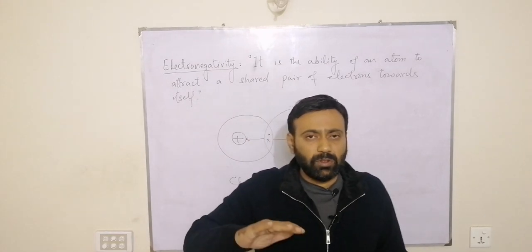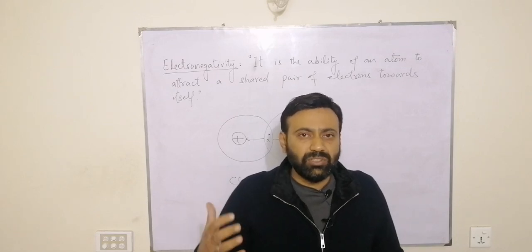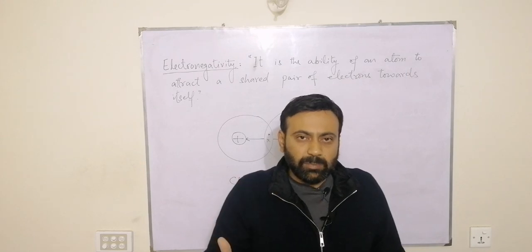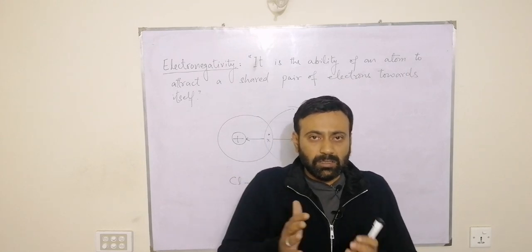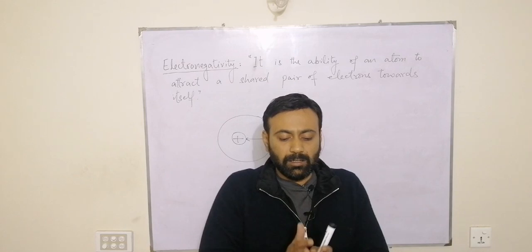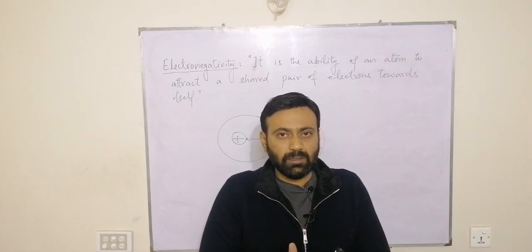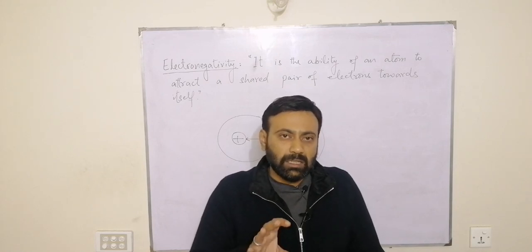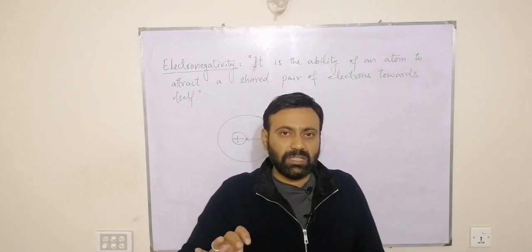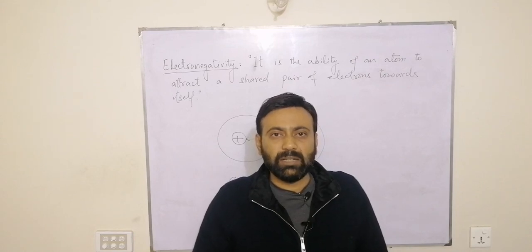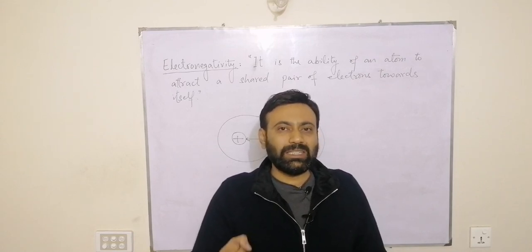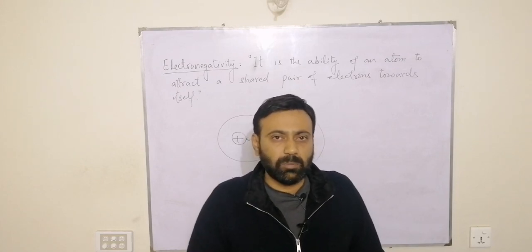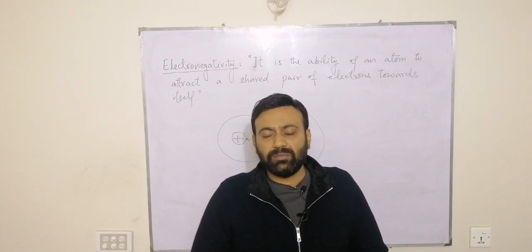And when you move across a period, in general the ionization energy increases. That is because the outermost shell is the same. That means there is no significant change in the radius of the atom, but there is a consistent increase in the proton number. That means nuclear charge. So nuclear attraction is increasing, so obviously electronegativity would be increasing across a period when we move from left to right.